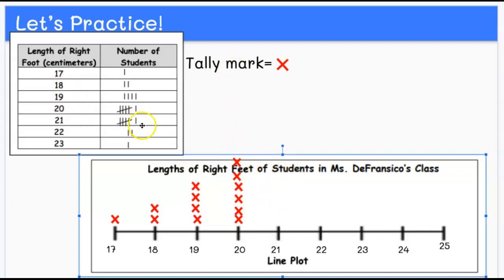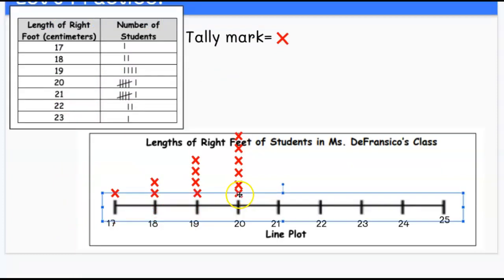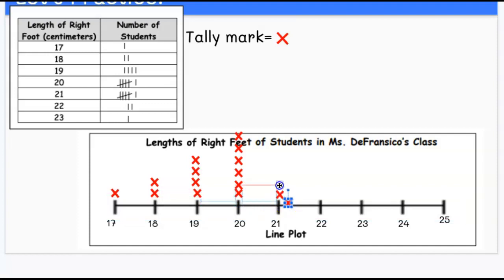Moving on to 21, I see it's exactly the same as 20. I'm going to go ahead and put 6 above 21 as well, because 6 students had a foot length of 21 centimeters. So 1, 2, 3, 4, 5, 6. So these two should be exactly the same because they both have 6 students who had that length foot. And it looks like they end at the exact same spot. So it's really easy to see if you have the same amount of students who have something, because we can quickly see that the X's are the exact same height.